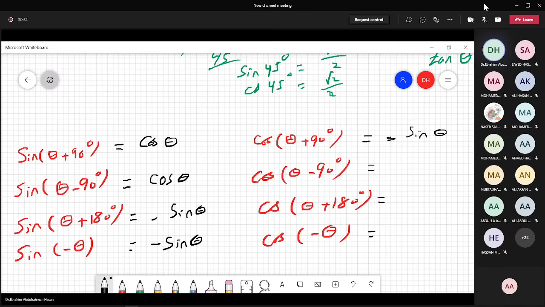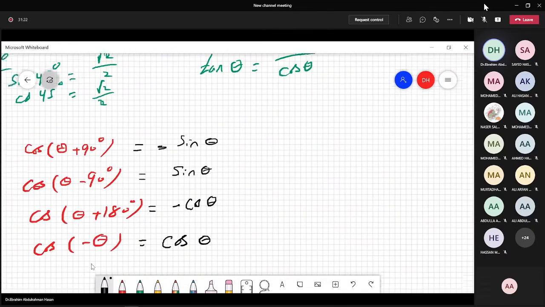What is cosine theta minus 90? Sine theta. What is cosine theta plus 180? Minus cosine theta. And what is cosine minus theta? Cosine theta. Okay, let me see if all these are correct or not.